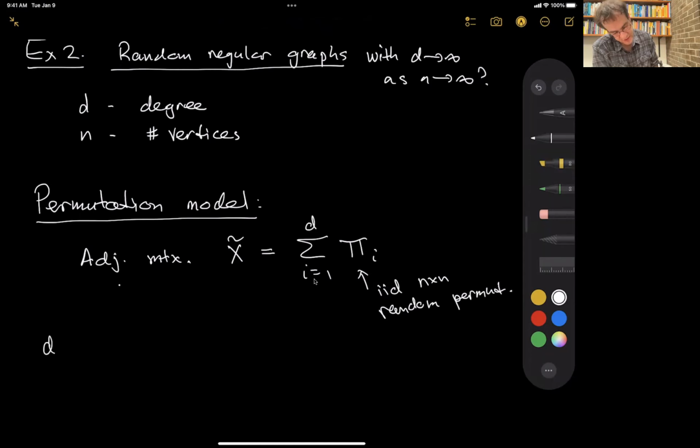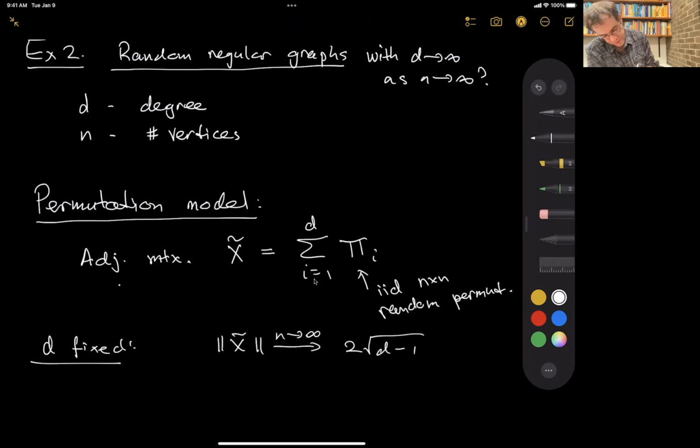So when D is fixed, it is known that the norm of X, not just in expectation, just the norm of X, converges as n goes to infinity to 2 square root D minus 1. This is a very famous result. This is the spectral gap of the D-regular tree. And now the question, I believe by Van Wu, is: is this still true when D diverges?